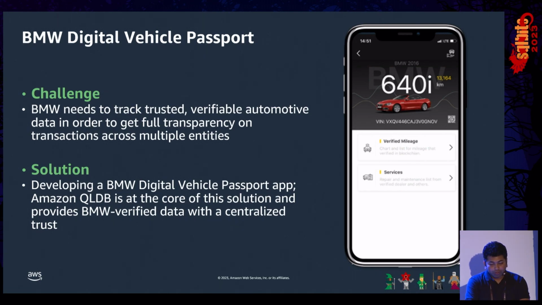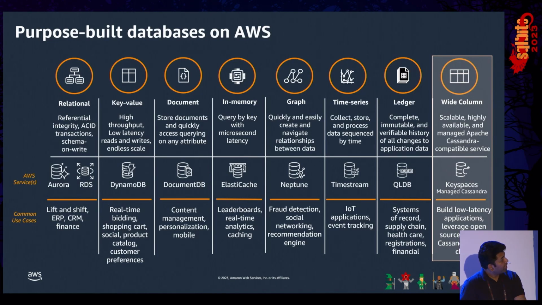All right. So lastly, we have got wide column data. Now, with wide column, you are able to build low latency applications. For example, are there any Cassandra users in the group?